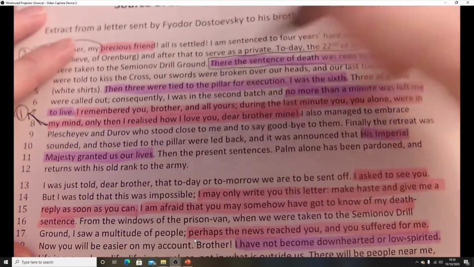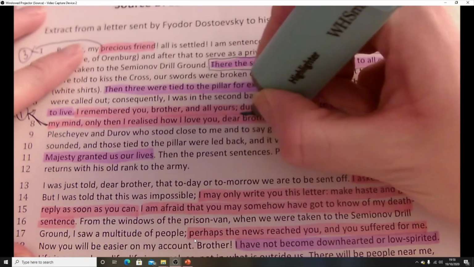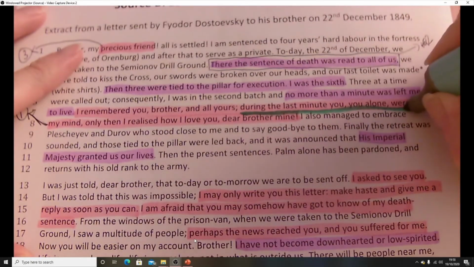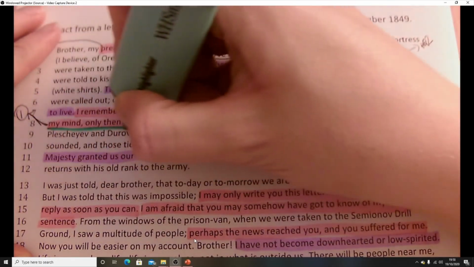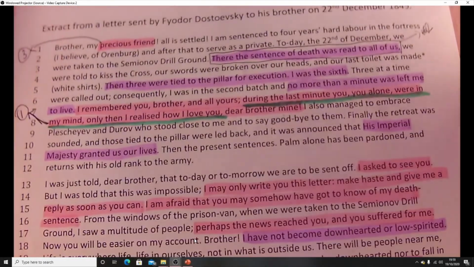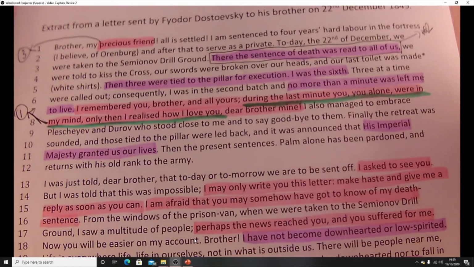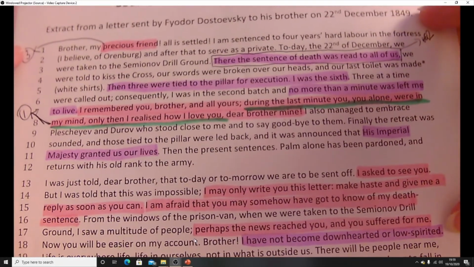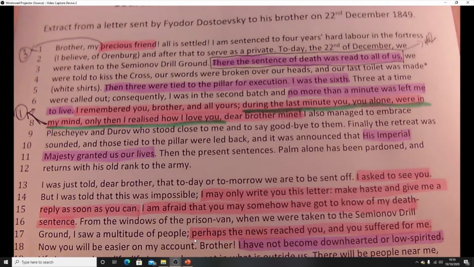Now, I am going to take probably from here where it says, during the last minute, you alone were in my mind. Only then I realised how I love you. So, whereas in the first article, there is a focus on thinking about how you're spending your time. Are you getting the most out of your life? We've already got a contrast here in attitude and thoughts, because this man faced death and was about to be executed, and in those final moments he wasn't really thinking about whether he'd wasted his life or what he'd done in his life. Rather, he was thinking about the people that were important to him.